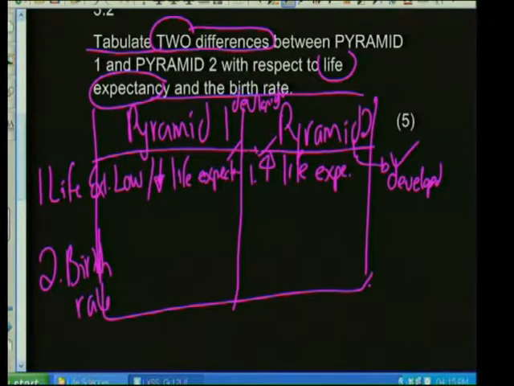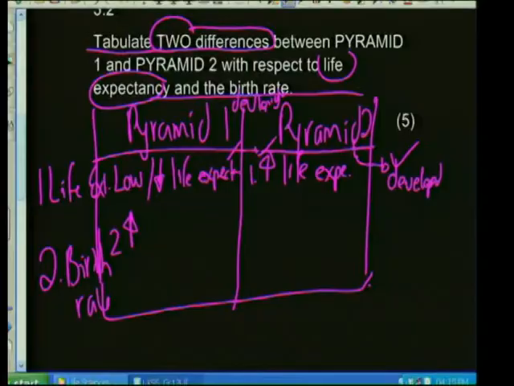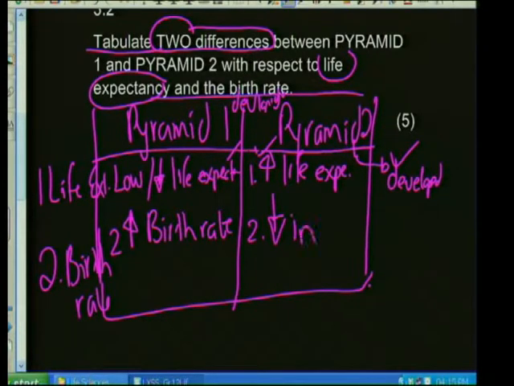So obviously the next one, birth rate. Pyramid number 1, increase in birth rate. And pyramid number 2, decrease in birth rate. So that's 4, 5. There's your 5 marks.